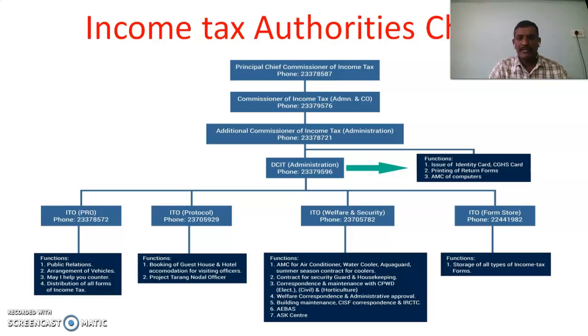And one more wing is there, that is income tax officer for welfare and security. His functions are AMC for air conditioner, water cooler, aquaguard, summer season contract for coolers, contract for security guard and housekeeping, correspondence and maintenance with the CPWD, electricity, civil and horticulture, welfare correspondence and administrative approval, building maintenance, AICF correspondence and IRCTC, ABAS and Ask Center. And another wing here is ITO, form store. His function is particularly related to storage of all types of income tax forms.